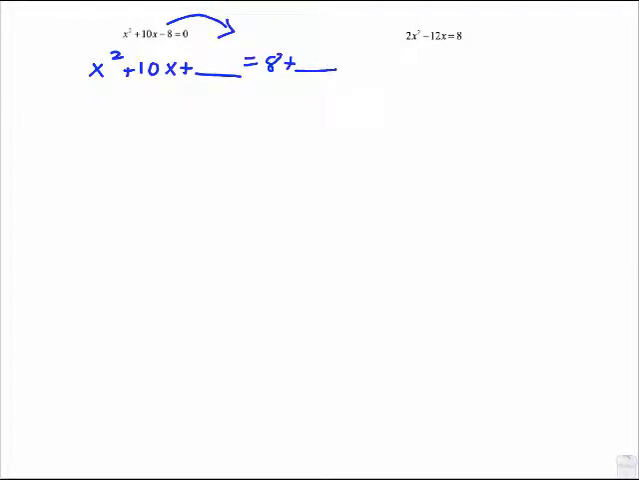Half of 10 is 5, 5 squared is 25. And if I add 25 to the left side, I add 25 to the right side. Can I factor this? Sure. This is x plus what times itself gives you 25? That's 5, and 5 plus 5 is 10. 8 plus 25 is 33.